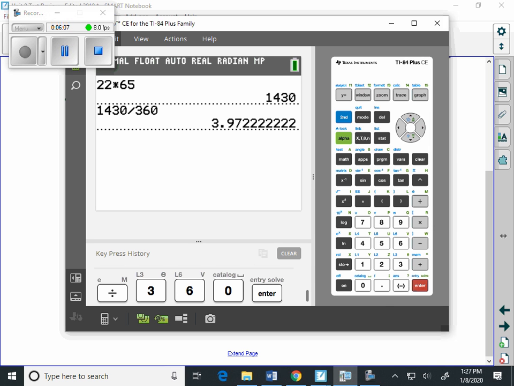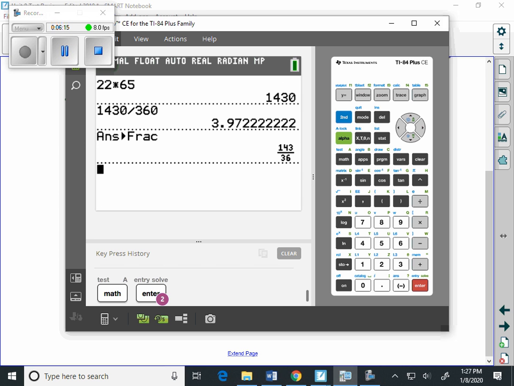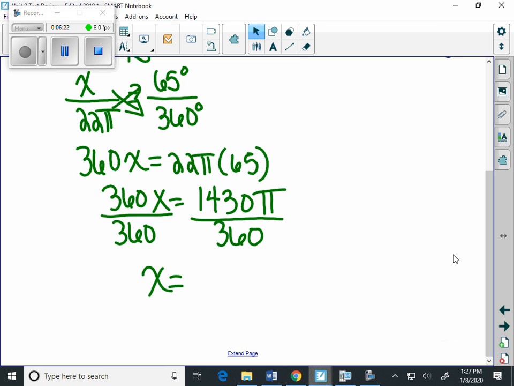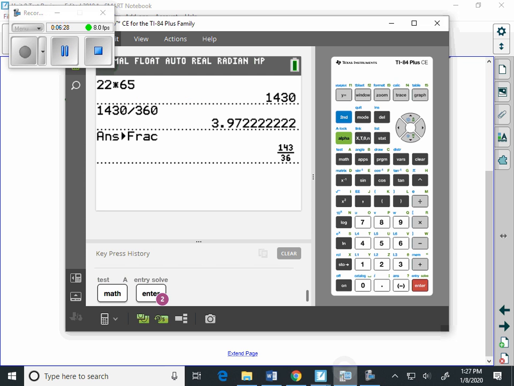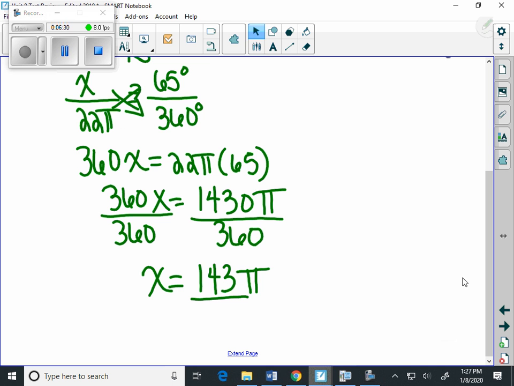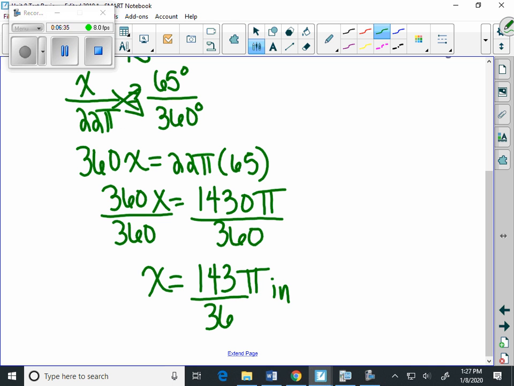I actually, on my answer key, did math, enter, enter, and I wrote it as a fraction. But there you can see the decimal at least. I'm going to write 143 over 36 pi. And I got to go back and look at what that is again. Over 36 pi, and technically it's inches.